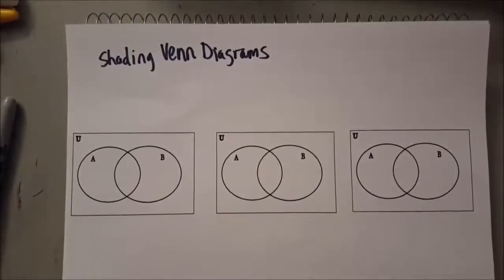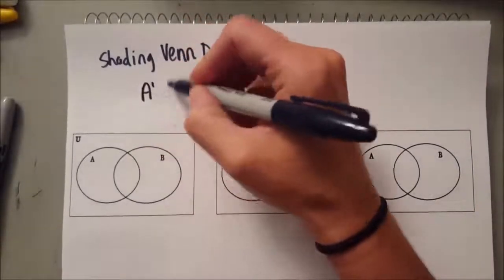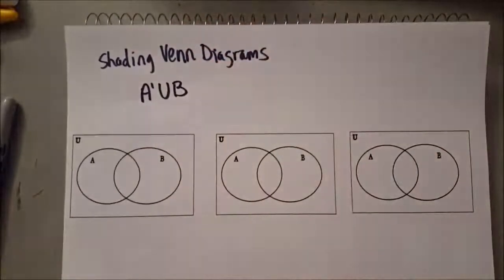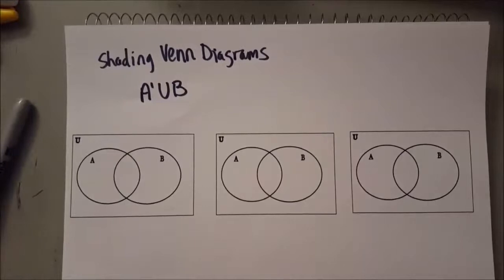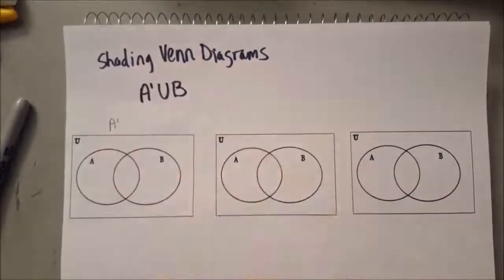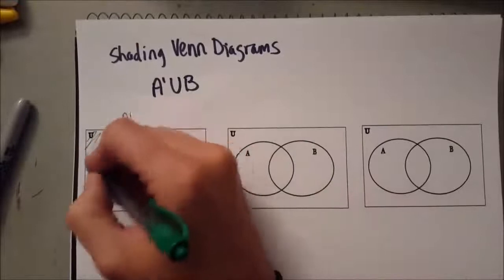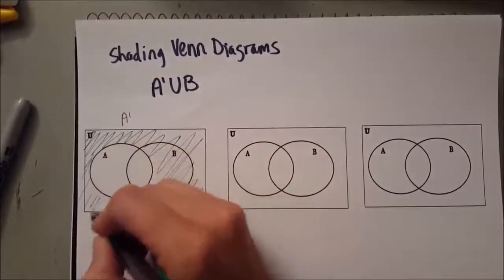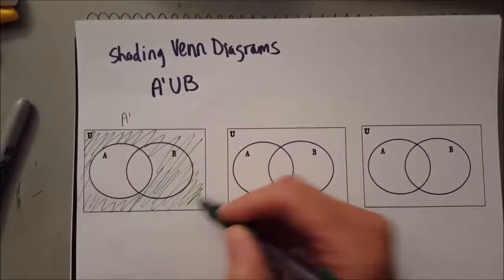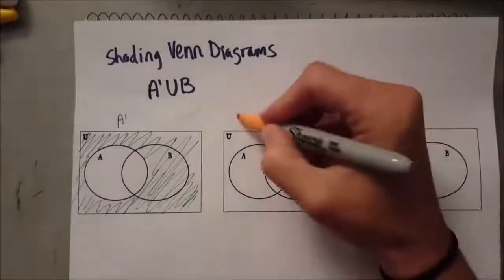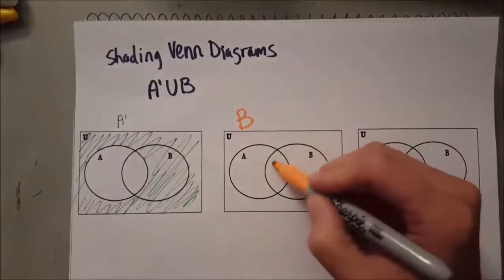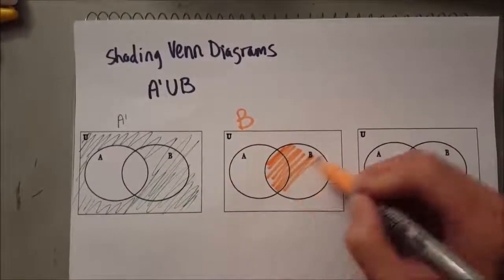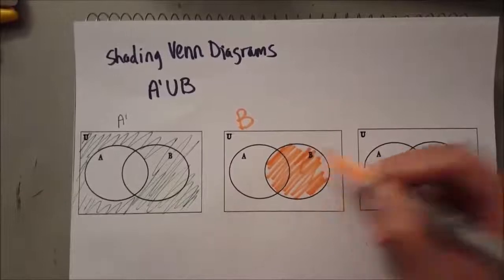All right, let's try a union this time. So let's try A complement union B. This means instead of the intersection, we are taking all of the shaded region. So let's try it again. I'm going to start with A complement in green. And you've seen this before. Everything except A, we're going to shade all of that. We know what that looks like. Let's split up and do B in this orange color. Everything in B, everything in the B circle.